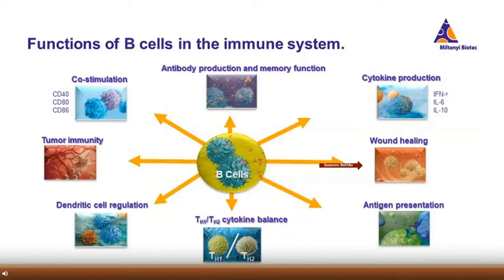They play a role in wound healing, in antigen presentation, and also in the balance of Th1 and Th2 cells, also via cytokines. They play a role in dendritic cell regulation, in tumor immunity, and also in the co-stimulation of other immune cells. So you see, B cells are quite important, and that's why I want to target this topic today.